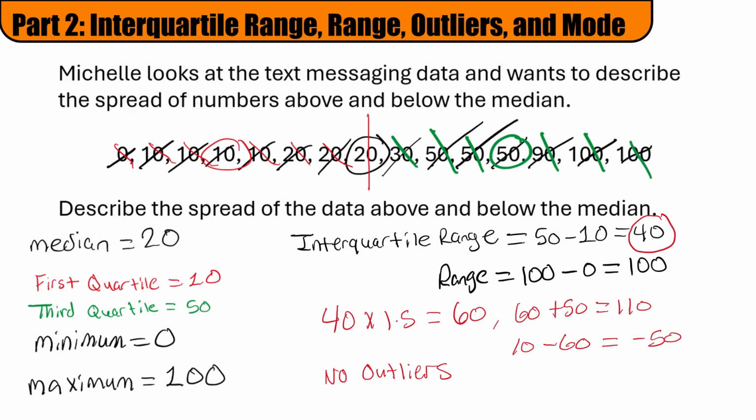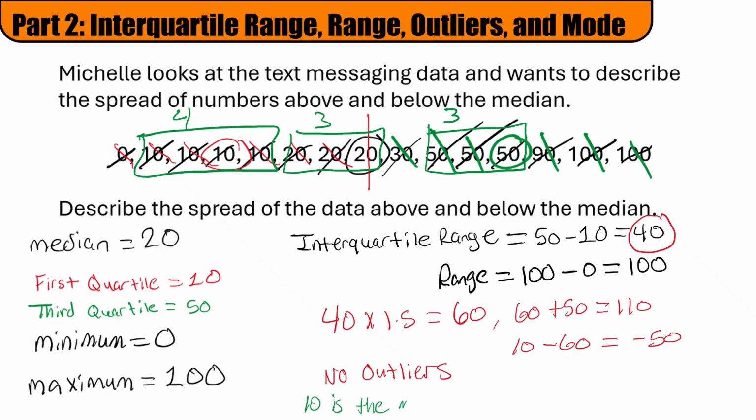Now let's look at how often each value appears. We can see that 10, 20, and 50 each show up more often in the dataset. However, 10 appears the most often, so the mode of the dataset is 10. These measures help us understand how the data is centered, how it spreads, and whether anything unusual appears in the set.